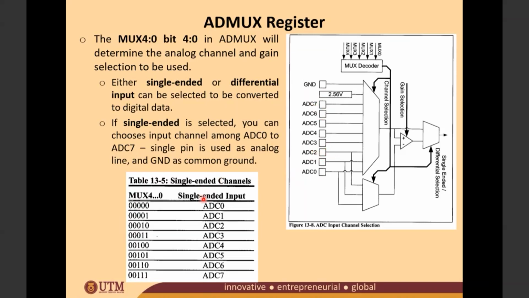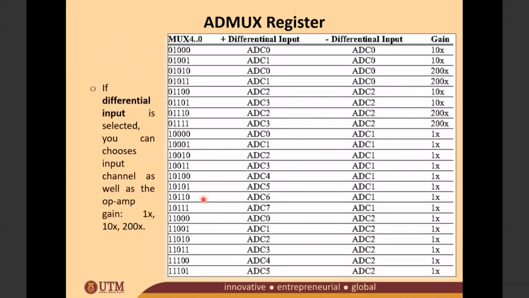And this is if you're going to use a differential input. If differential input is selected, you can choose the input channel as well as the op-amp gain, either multiply by 1 with no gain, a gain of 10 times, or a gain of 200 times. So this is the selector.